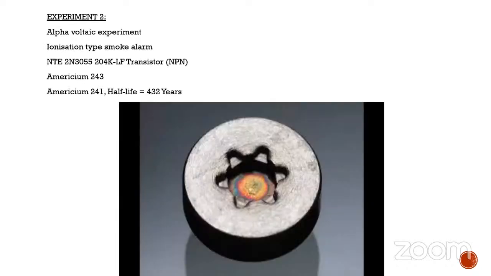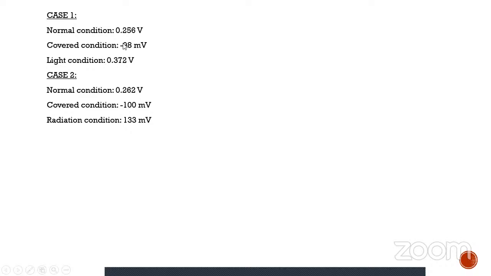And when this americium metal is directed towards the transistor, the radioactive decay is going through, and the bombarded radioactive particles are thrown towards the transistor. In that condition, it will deliver around 133 millivolts. So from minus 98 or 100 millivolts, it will deliver around 133 millivolts. So that's a huge difference.